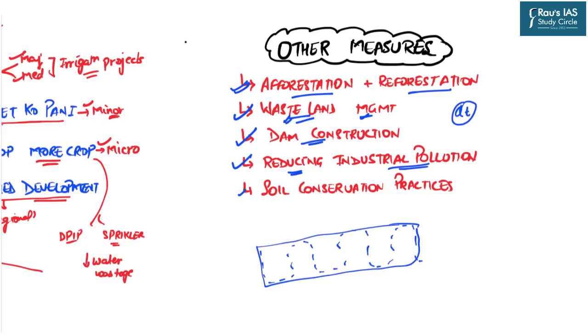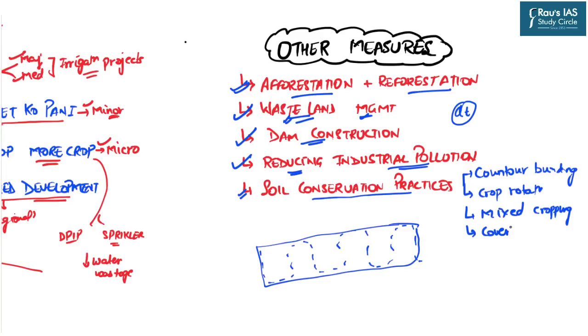Last but not the least, we must also encourage soil conservation practices, for example, contour bunding, crop rotation, mixed cropping, cover cropping, mixed farming, etc.